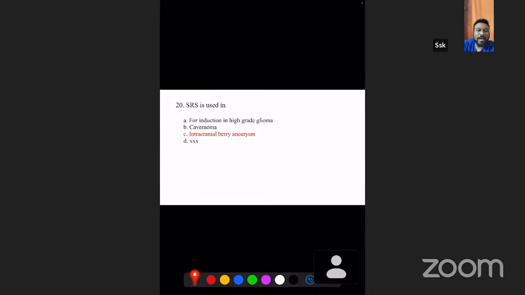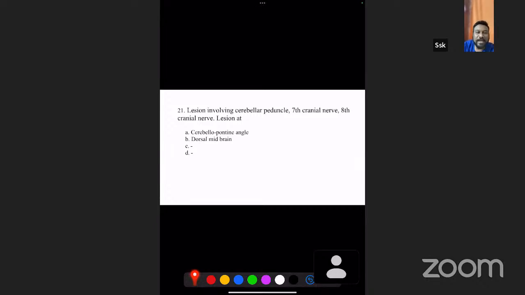So if the question is going to be all except, then I would like to go with intracranial berry aneurysm as the answer. But if you were to mark one, because I'm not very sure how exactly this question was framed. If the question were to be just plain like this, then I would mark option A, because SRS is useful in induction in high-grade gliomas. But again, it is useful in cavernomas even, despite the fact that they are low flow, low pressure lesions, they respond very well to stereotactic radiotherapy or radiosurgery. But it is not useful in treating intracranial berry aneurysm. So if the question did not have an all except, then I would go with option A. But if the question had an all except, I would like to go with option C.